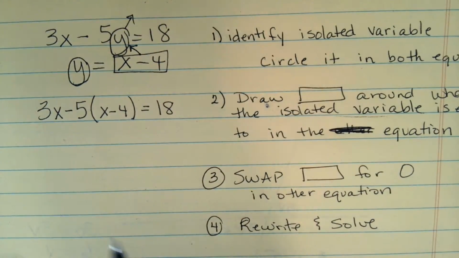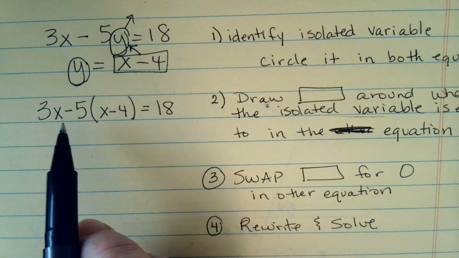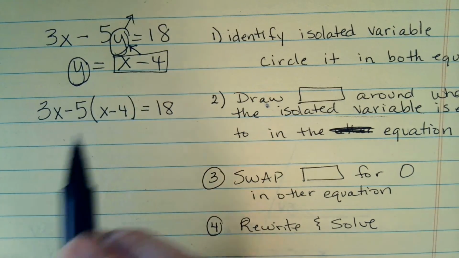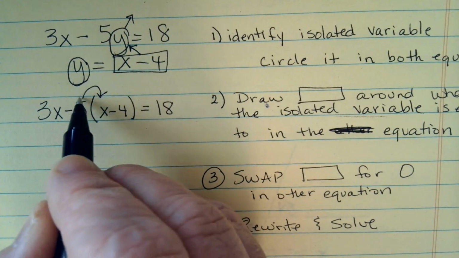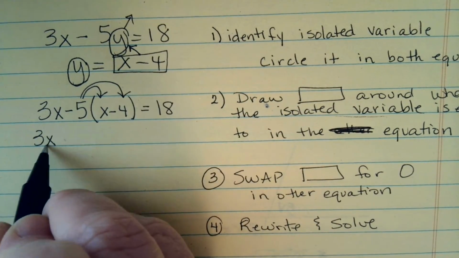Step 4 is to rewrite and solve. So I've kind of rewritten it already in step 3 when I made that substitution. Now I'm going to solve. I'm going to start by doing the distributive property here. Be very careful about that.